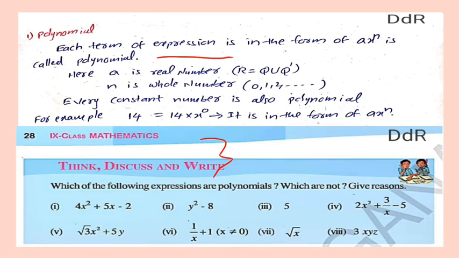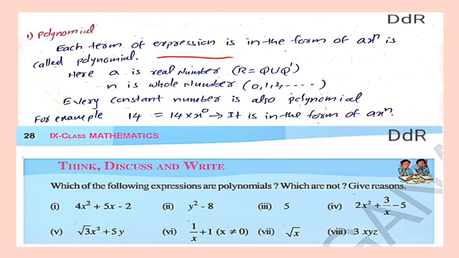Next, the fifth one. What is the fifth question? Root 3 x square plus 5y. Here two terms are there. First term is root 3 x square. So root 3 is a real number. Power is a whole number. Next, 5y. 5 is a real number and the power is 1. It is a whole number. So the fifth one is also a polynomial.